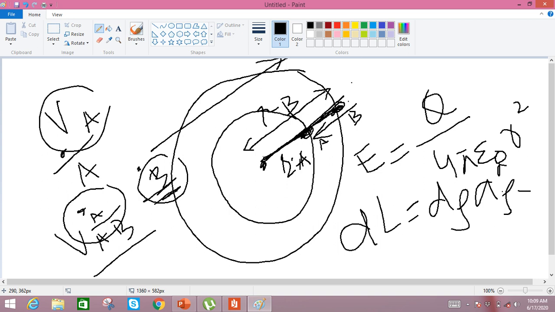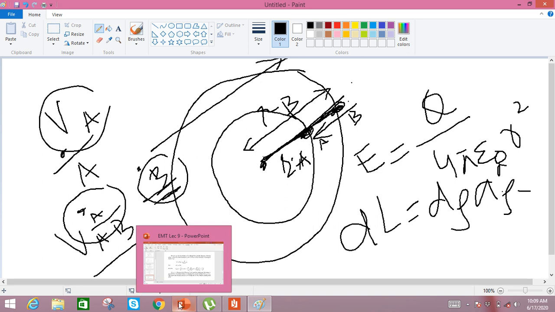So this was all about the potential and potential difference.